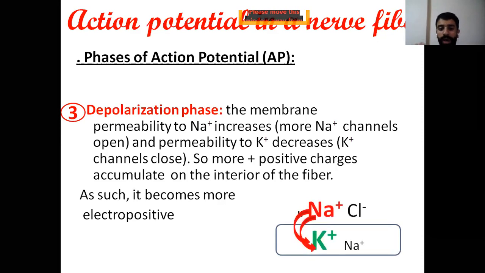Okay, so here more positive charges will accumulate inside since the number of Na+ channels increase. So more positive charge will accumulate in the interior of the nerve fiber, and this will lead to the more electropositivity.